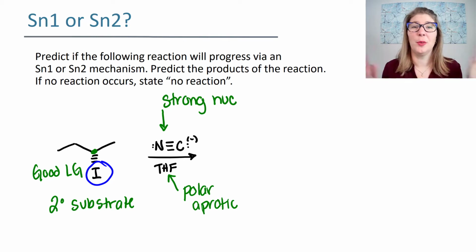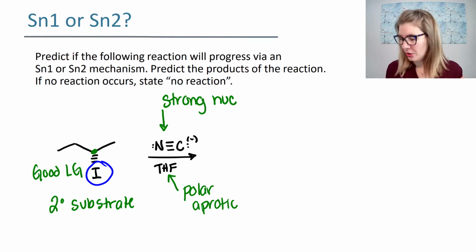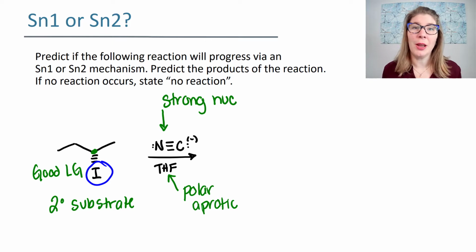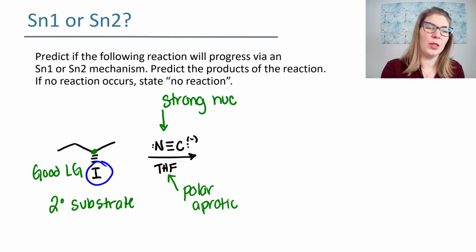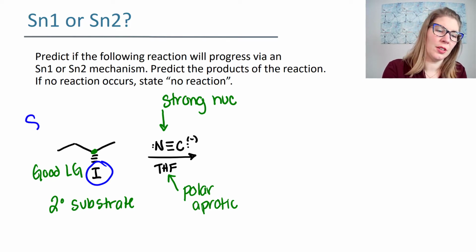We have a good leaving group, great. That means a reaction is going to happen. We have a secondary substrate, not helpful because that just tells us that we could have either, right? SN1 can be secondary, SN2 can be secondary. Then we have a strong nucleophile. Strong nucleophiles tend toward SN2 mechanisms. And then the polar aprotic solvent, deciding factor. Aprotic solvents go toward SN2 mechanisms. So this one is going to be SN2.